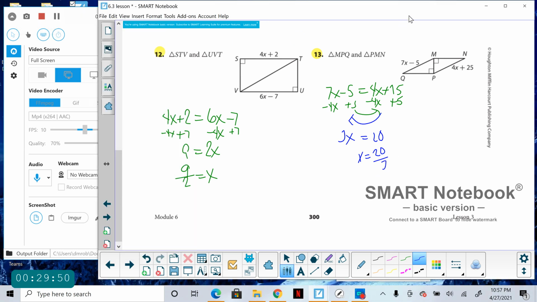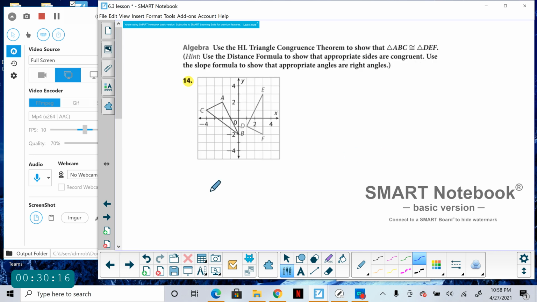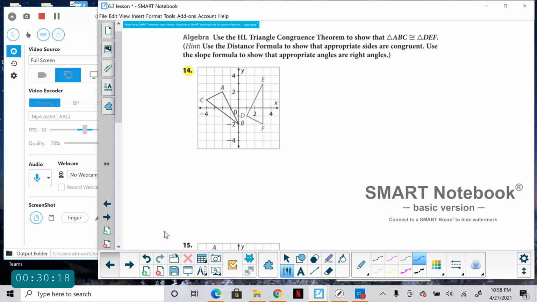Okay, this is wrong. This right here is y. So this was 4x plus 25. So when I add 5 to it, I get 3x equal to 30. So x is equal to 10. Okay? All right. So we are going to stop there.